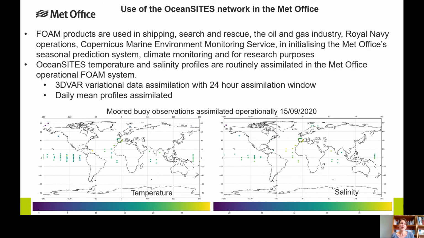So FOAM is the Met Office's forecasting ocean assimilation model, and the products from this have various applications. They're used in shipping, search and rescue, the oil and gas industry, Royal Navy operations, the Copernicus Marine Environment Monitoring Service. They're used to initialise the Met Office's seasonal prediction system, for climate monitoring and for research purposes. And the ocean site temperature and salinity profiles are routinely assimilated in FOAM. We use a 3D VAR data assimilation system with a 24-hour assimilation window, and we currently assimilate daily mean profiles from the moorings.